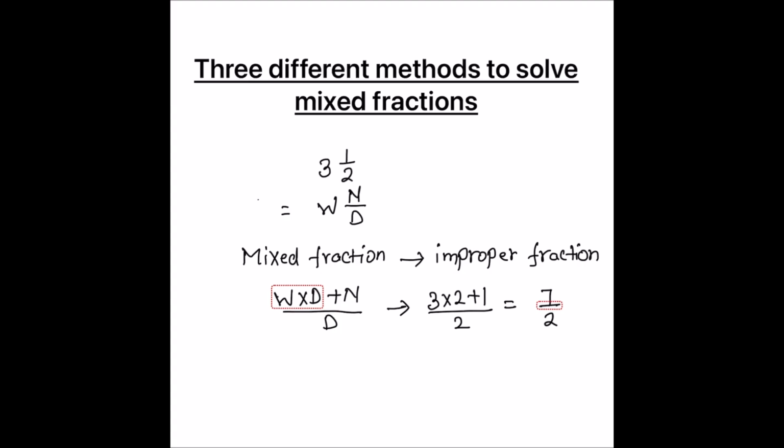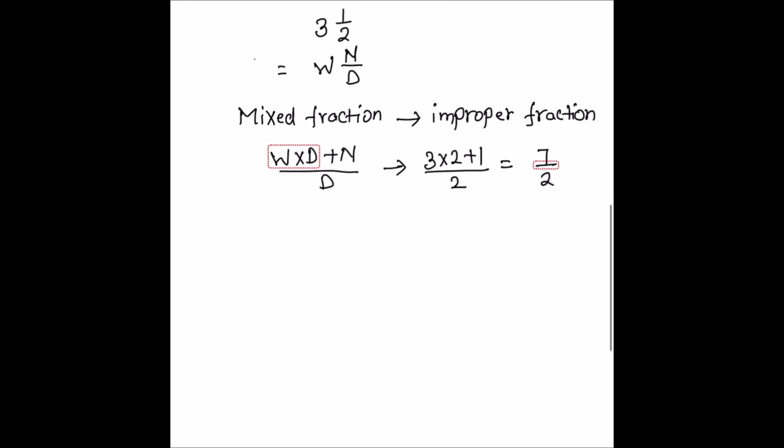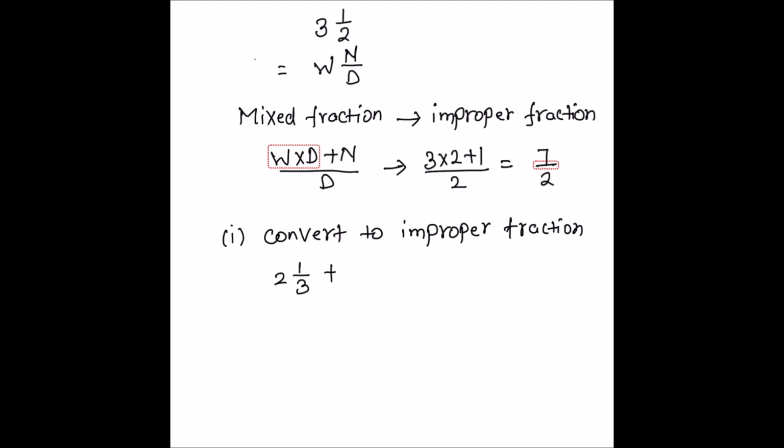So now let us discuss the three different methods to solve mixed fractions. Three different methods to solve mixed fractions are: number 1, convert to improper fraction. So let us learn all these methods using an example. Let us take an example where we add 2 1/3 plus 4 1/5. First we'll convert the mixed fractions into improper fractions.